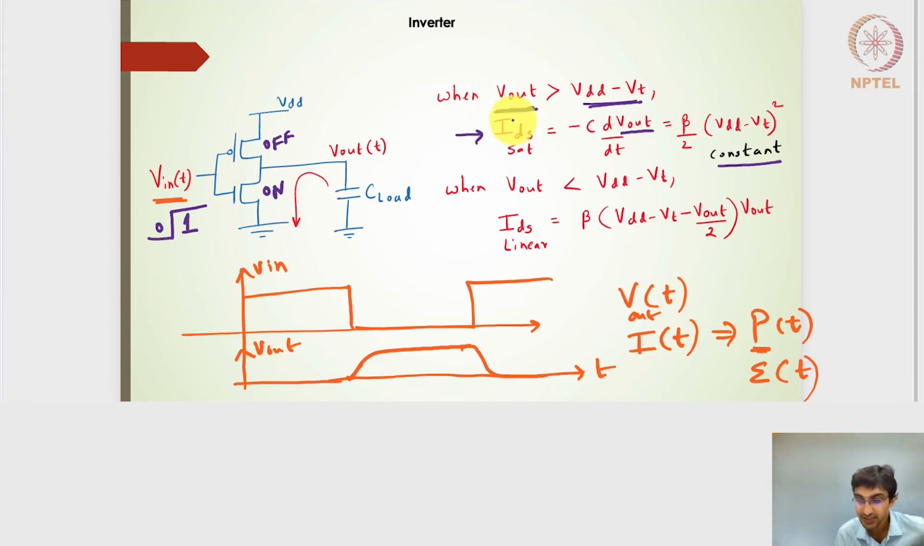The current profile is nothing but a constant, because it is beta by 2 (VDD minus VT) the whole square. When the output goes below VDD minus VT, I will have the linear region. So the NMOS transistor will be in linear region, and in the linear region, the current value is beta into (VDD minus VT minus V out by 2) and then V out. So I will have an exponentially decreasing profile. When the NMOS transistor is in saturation, the output profile will be a linearly decreasing profile.